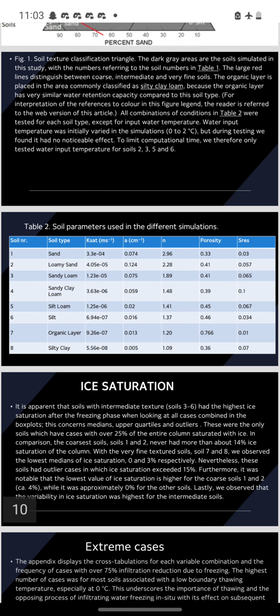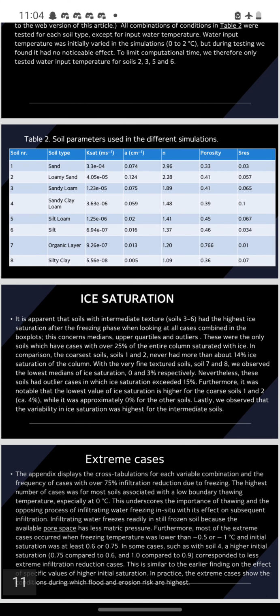The ice saturation. It is apparent that soils with intermediate textures have the highest ice saturation in the freezing phase. Looking at all cases combined in the box plots, this concerns medians, upper quartiles and outliers. These are the only soils which have cases in which over 25% of the entire column was saturated with ice in the computation, whereas the coarse soils 1 and 2 never had more than about 14% ice saturation of the column.